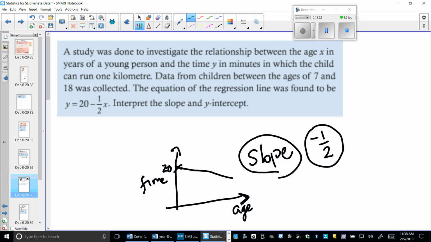Realistically, when they're 7, it takes 20 minutes. So when they're 7 years old, it takes them 20 minutes to run the race. We all good with that? Do you recognise what the interpret bit means, though? You're not just saying what they are. You're not identifying. You don't say the y-intercept is 20 and the slope is -1/2.